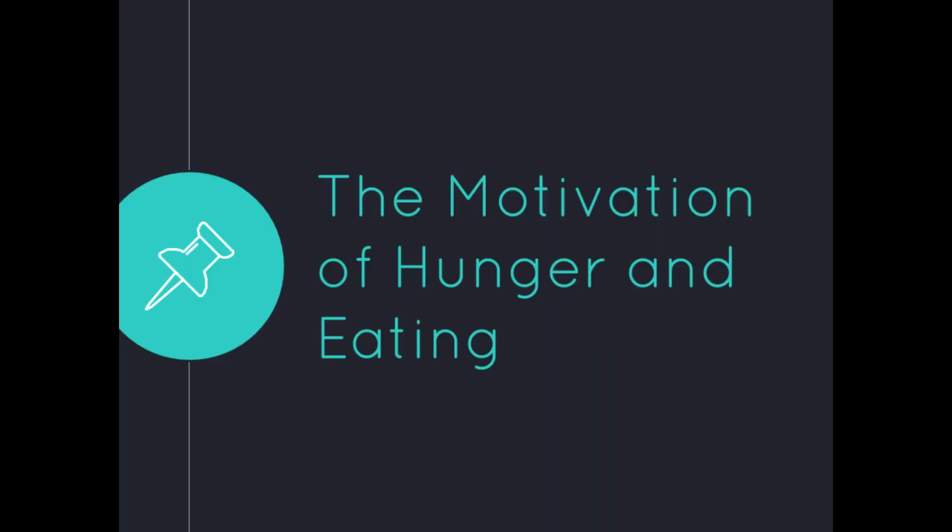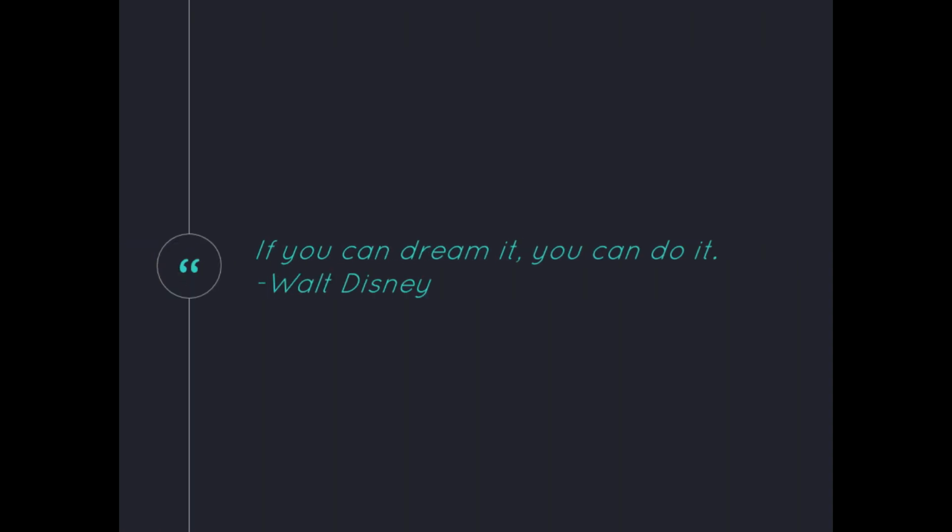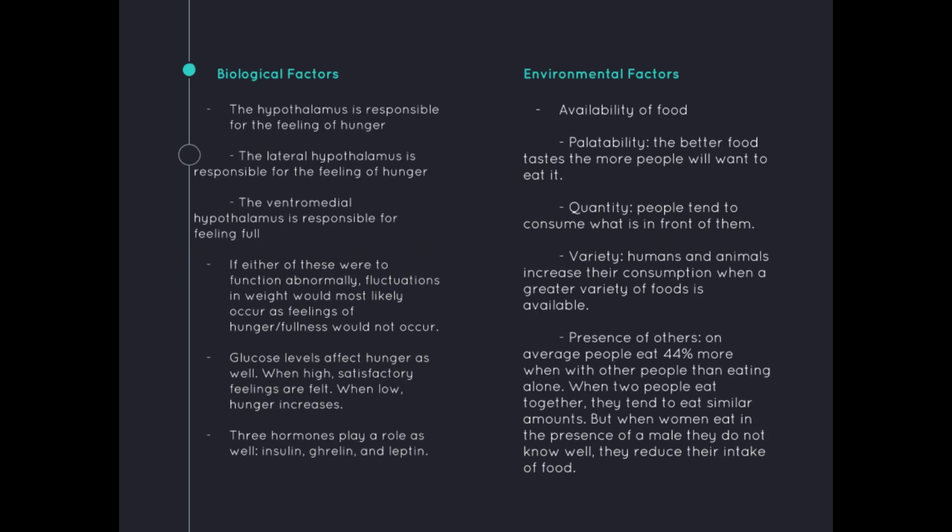The second main topic that we are going to talk about in this chapter is the motivation of hunger and eating. Now, we have a funny little quote, "If you can dream it, you can do it," from Walt Disney. That's not too applicable to this, but from the chapter as a whole, that's very applicable. Now, the first factor that is a motivation of hunger and eating is the biological factor.